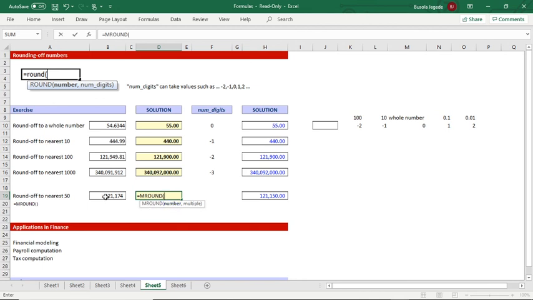Now we enter the number we want to round off. We want to round off 121,174 to the nearest multiple of 50. To the nearest 50, you enter 50, and you can see it gives us an answer. So this is very useful for rounding off to a number that is not a multiple of 10. So we can try, let's round it off to the nearest 25, nearest 30. So you can just play around with this and try it out.